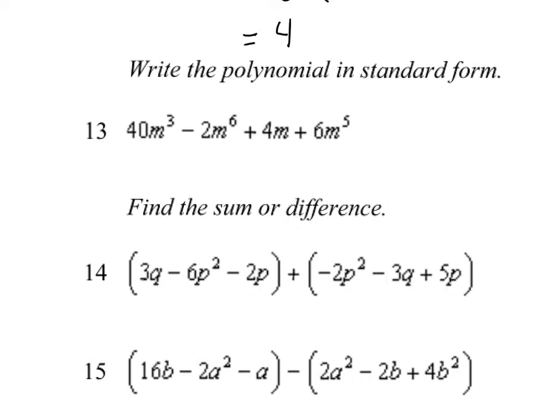So I'm looking at the different exponents I have in the polynomial. I have an exponent of 3, a 6, here's an invisible 1, and there's the 5. So the highest exponent is 6. So this expression with the exponent of 6 has to go first, and then you descend. You go down from 6, 5, 4, 3, 2, 1, and then if you guys have a constant, that's going to be the last term.